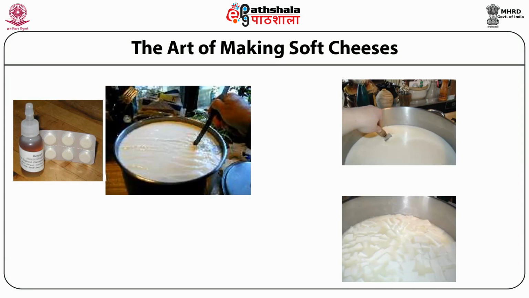After curdling of milk, a decision about the type of cheese is made, whether we have to make soft or hard cheeses. Soft cheeses are manufactured in the following steps.